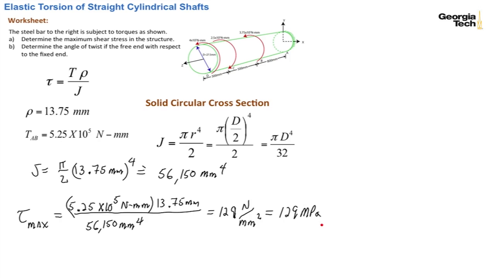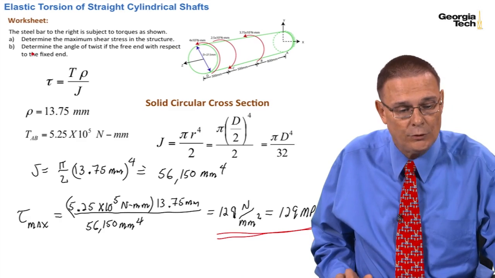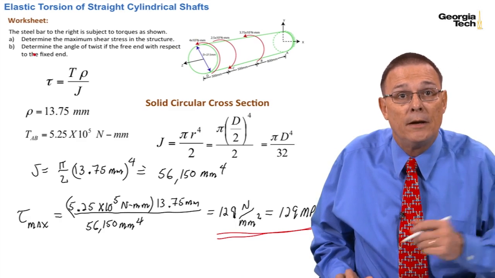And that's our solution. So we have been able to find the maximum shear stress in this straight cylindrical shaft for elastic torsion. And we'll come back next time and we'll determine the angle of twist. And we'll see you then.